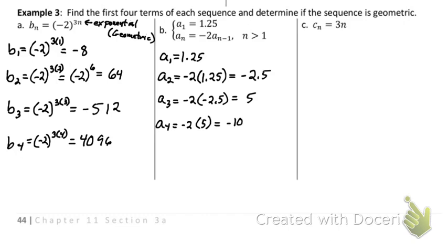I am going to note that I'm just doubling. I'm doubling by a negative 2. So 1.25 times negative 2 equals a negative 2.5, times a negative 2 equals 5, times a negative 2 is negative 10. I assumed it was geometric, and it turns out it is geometric.